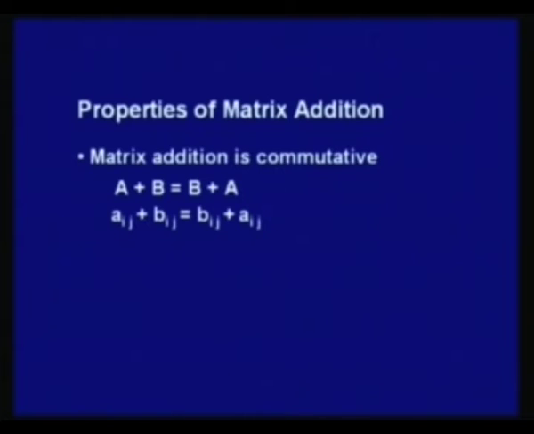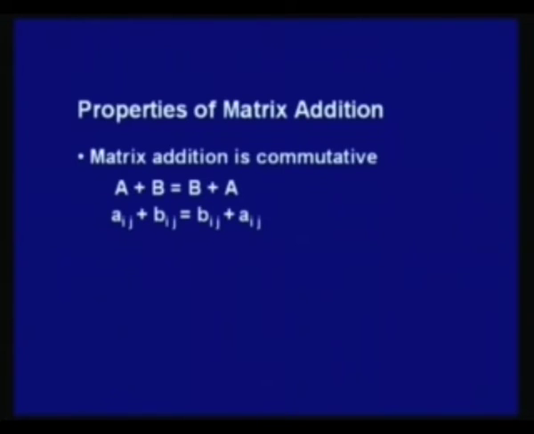And this can be proved easily because A plus B will have a typical element Aij plus Bij, while B plus A will have Bij plus Aij as its ijth element. And since Aij and Bij are numbers, Aij plus Bij is the same as Bij plus Aij. So, the matrix addition is commutative.